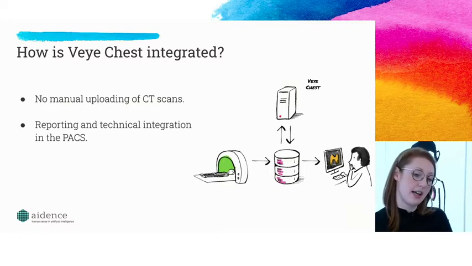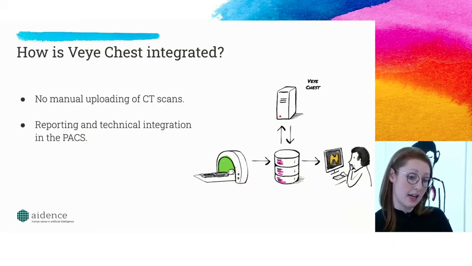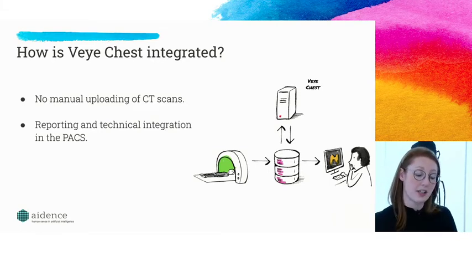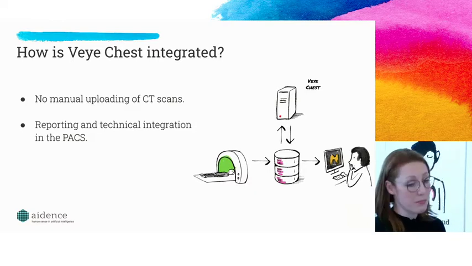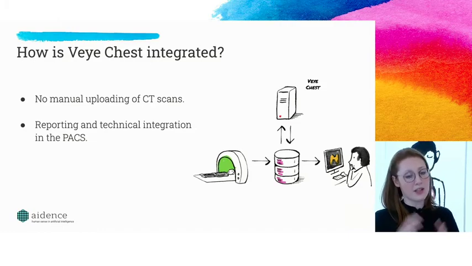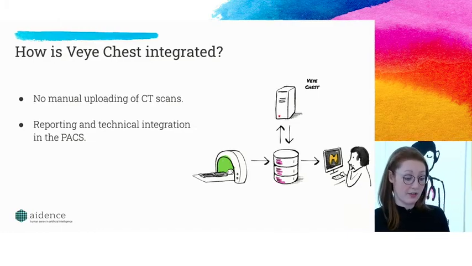Once there's a scan in the PACS, it'll be pulled into the Veye Chest software and analysed, as well as prior scans, and the results are then sent directly back into the PACS, so that by the time the radiologist comes to open up that scan to report, the results of Veye Chest are already there for them. This process takes 5 to 10 minutes from the acquisition of the scan for the results to be in PACS for the radiologist.